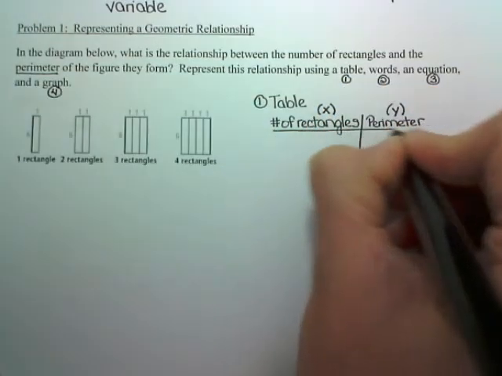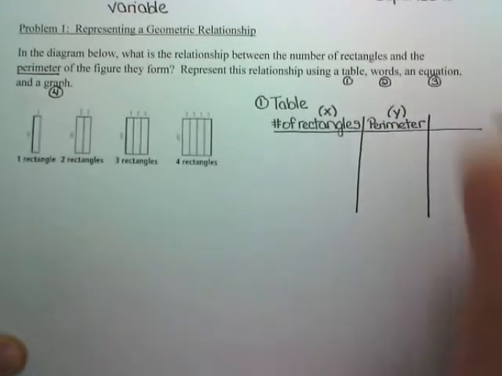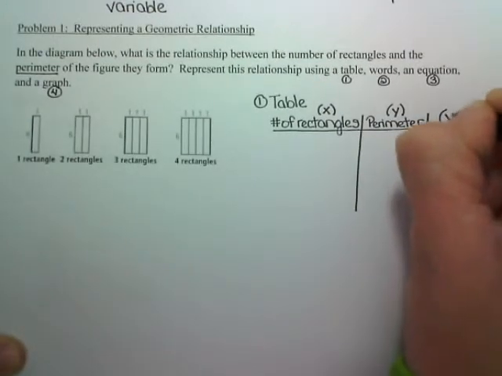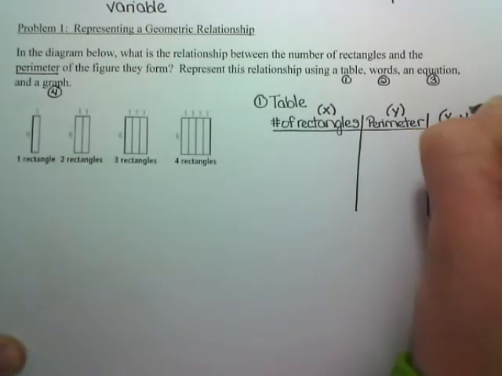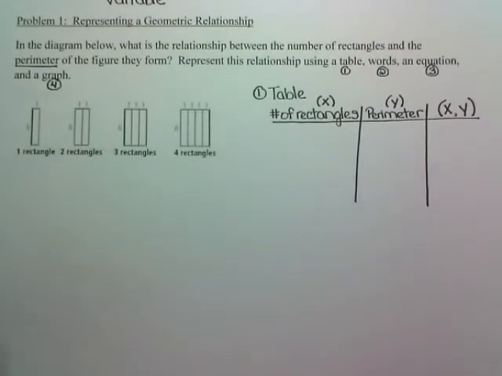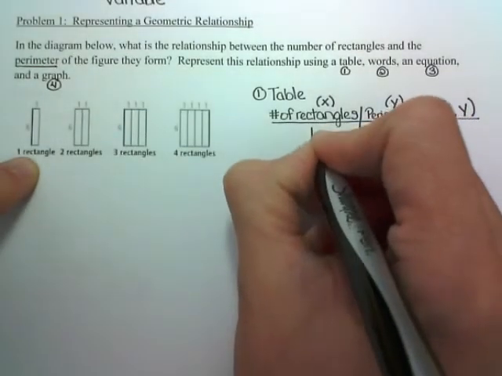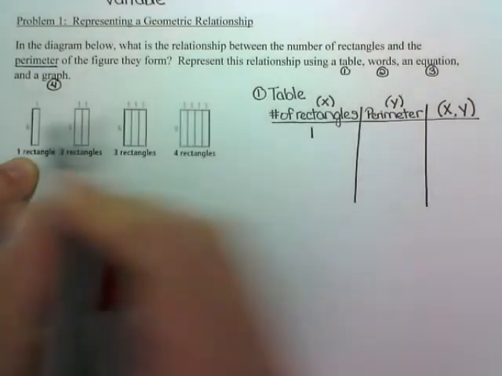So what I'm going to do is I'm actually going to have a third column in my table, and that's just going to be my ordered pair, my x, y, so that when I start to graph, I will already have my ordered pairs lined up for myself. Alright, so let's go ahead and look at this. When I have one rectangle, what's my perimeter going to be?